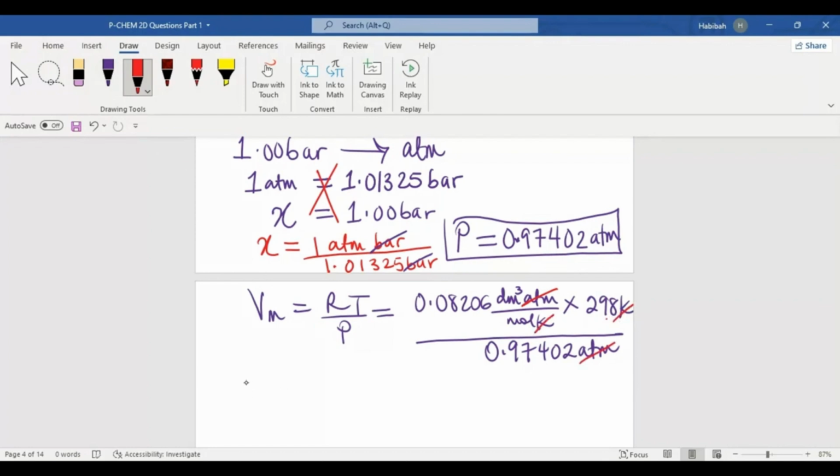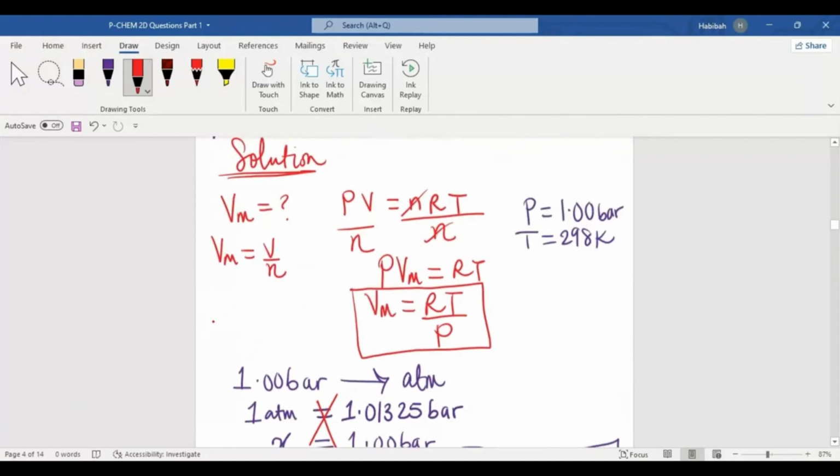So we end up with the molar volume equal to 0.08206 dm cubed per mole times 298 divided by 0.97402. We input all of this information in our calculator to get 25.106 dm cubed per mole.